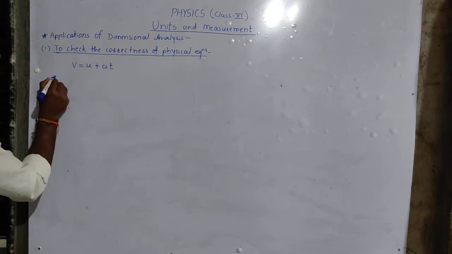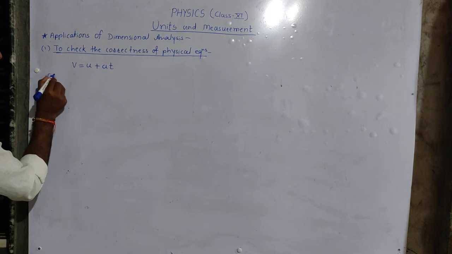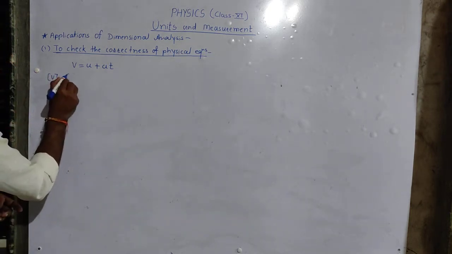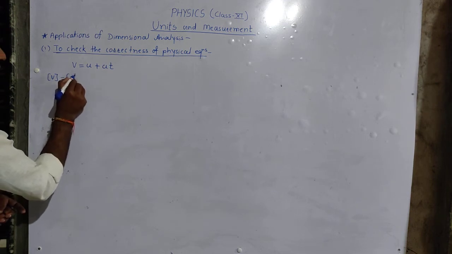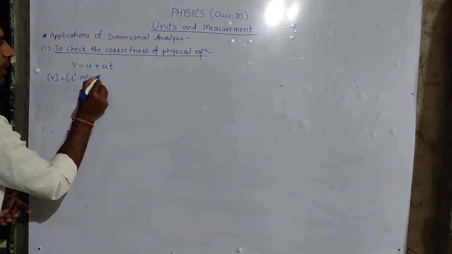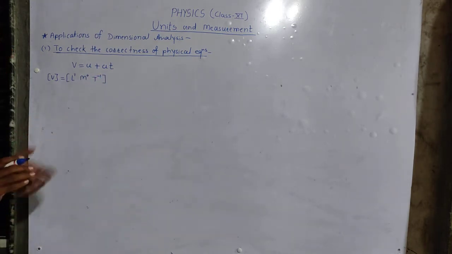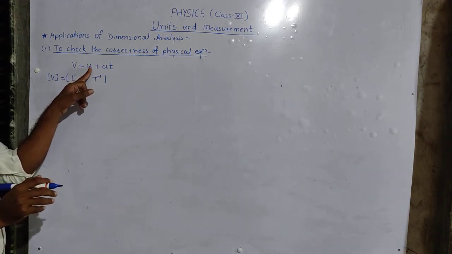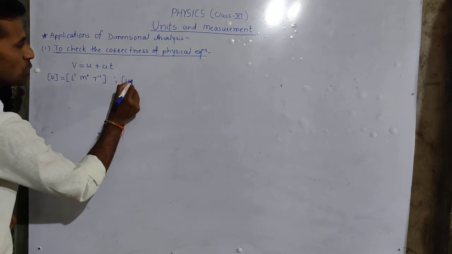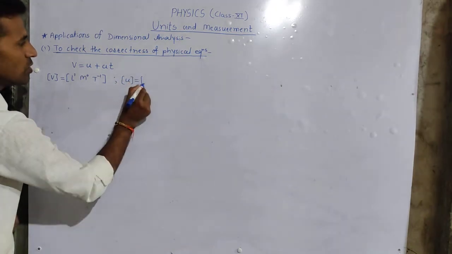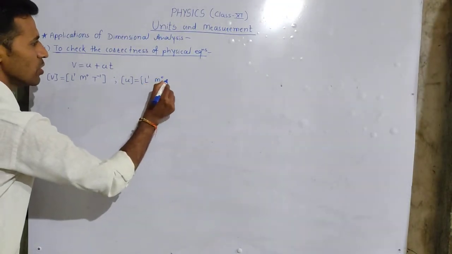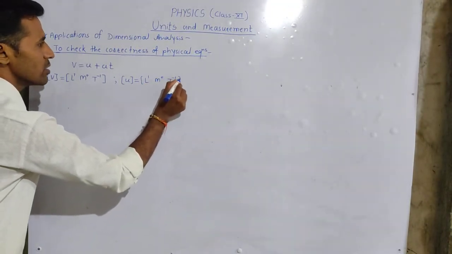Okay, the first term is V. V is the final velocity. Let's write the dimension of velocity: L to the power 1, M to the power 0, and T to the power minus 1. Okay, this is the dimension of final velocity. After that, write the dimension of U. The dimension of U is also that of velocity, so it becomes the same, that is L1, M0, and T minus 1.